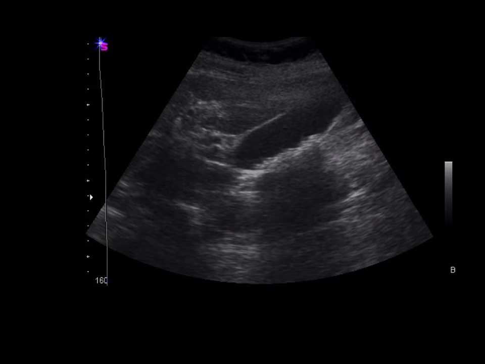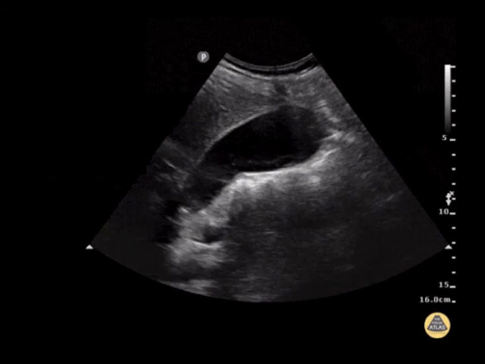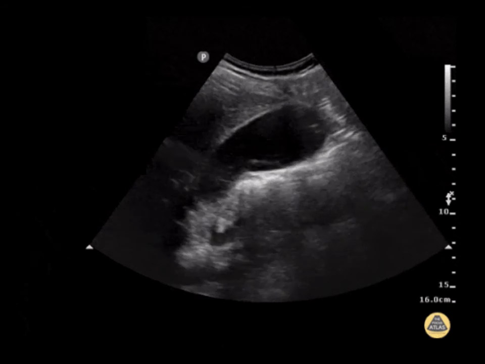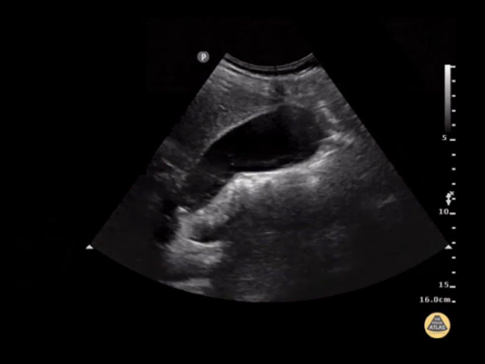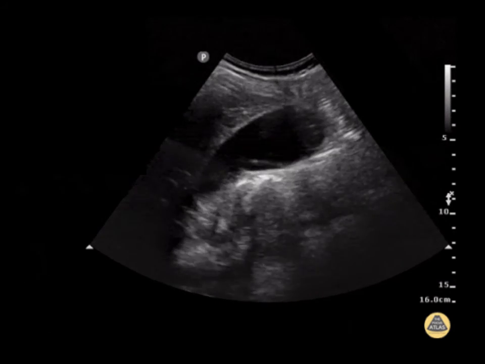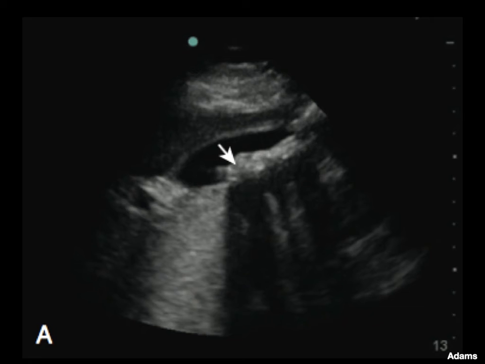Here's another longitudinal image of the gallbladder with some dependent stones and posterior shadowing. Sometimes the shadowing is actually easier to spot than the stones. Here is a clip of a gallbladder with a ton of stones. Notice how the stones could easily be missed if the sonographer did not fan through the entire 3D space. Again, more stones with more shadowing.